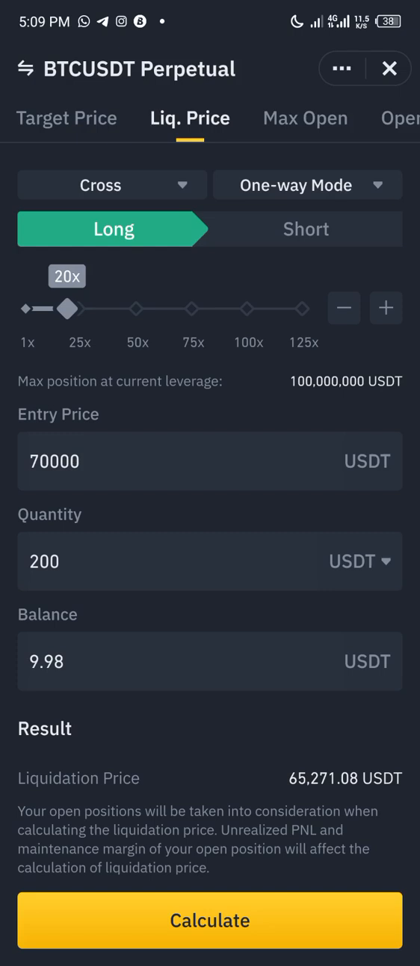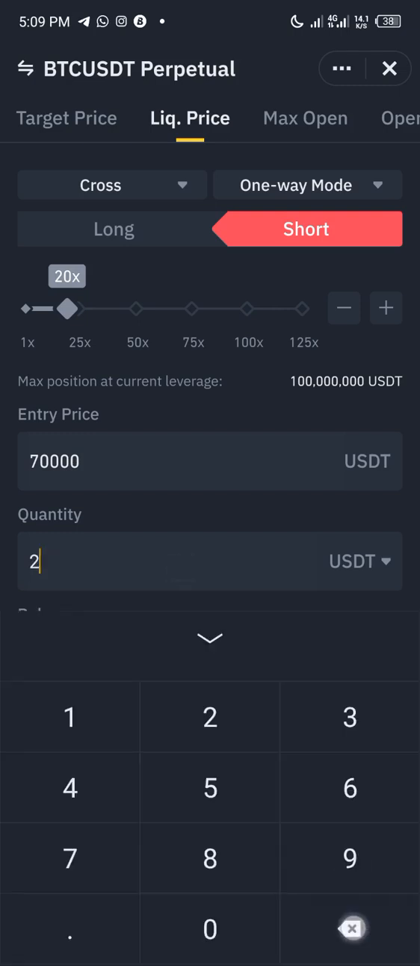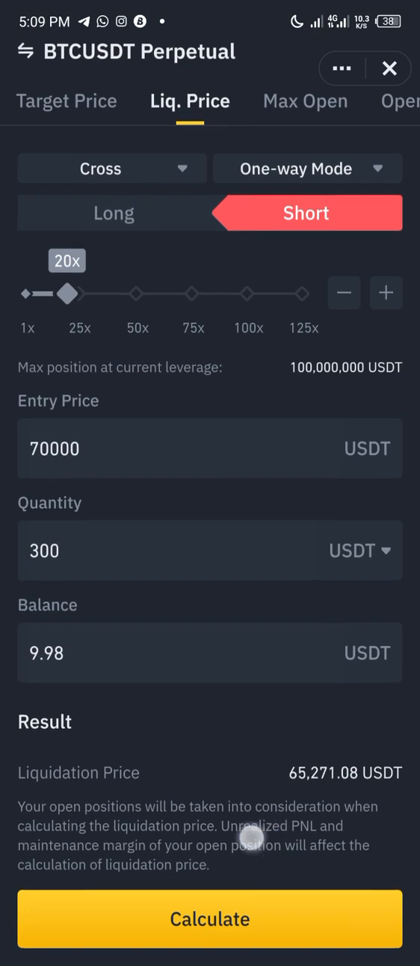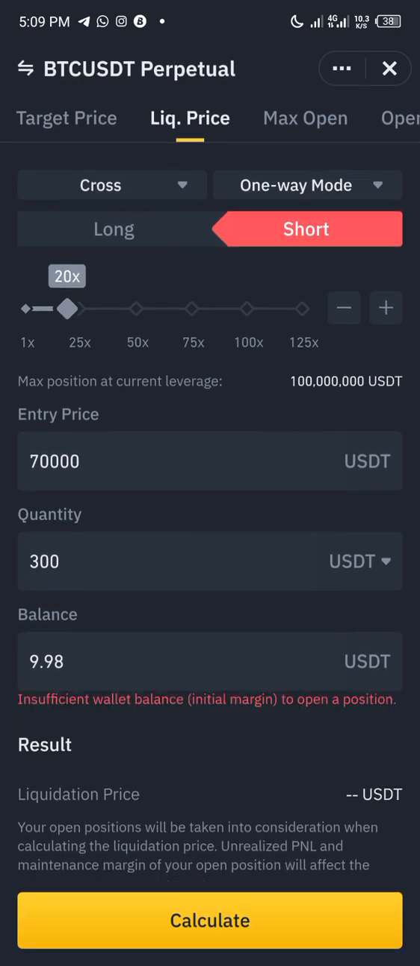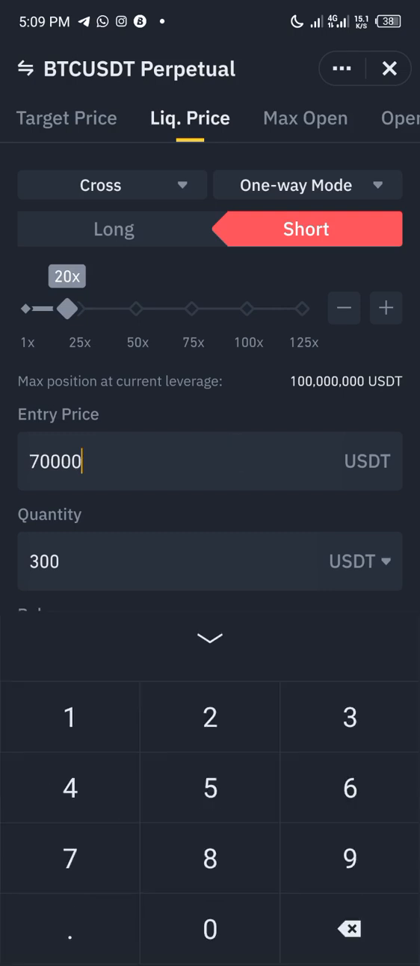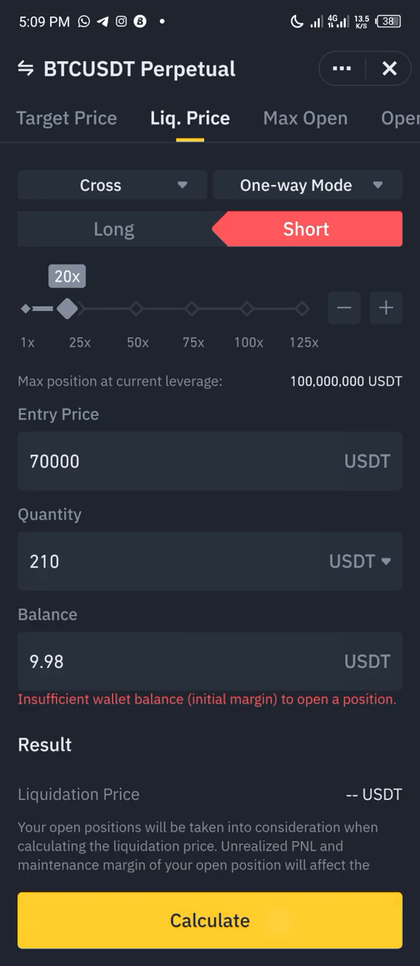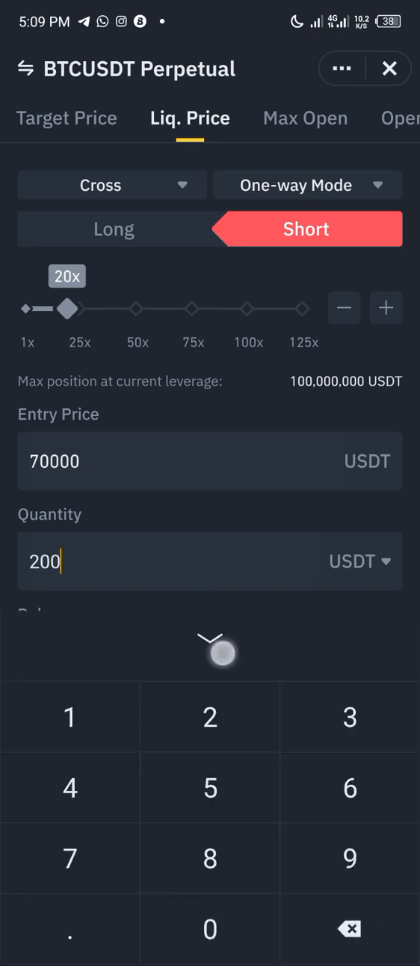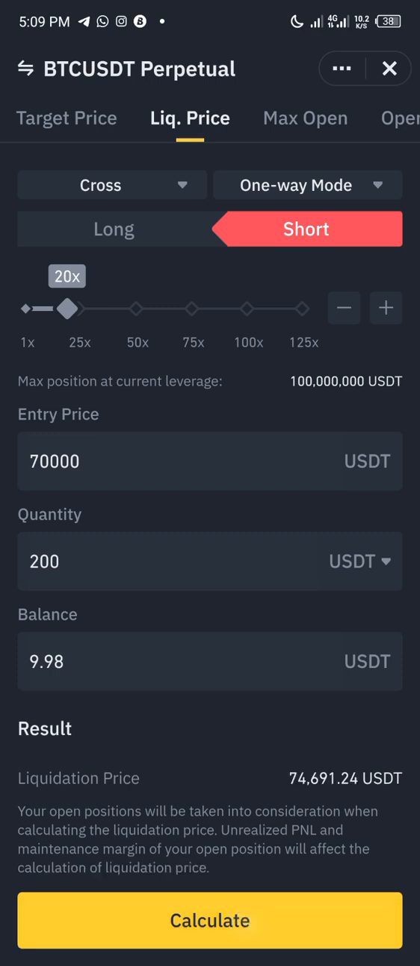Then how do you now calculate it for short position? It's just the opposite of long position. Let me click on short position. Let's say I want to use 300 USDT. I'm using different amounts this time, so I'll just click on calculate. My balance is not enough. Let me just use 210 USDT. Let me click on calculate. Let me use my $200 back. As you can see, I'm already in short position now.